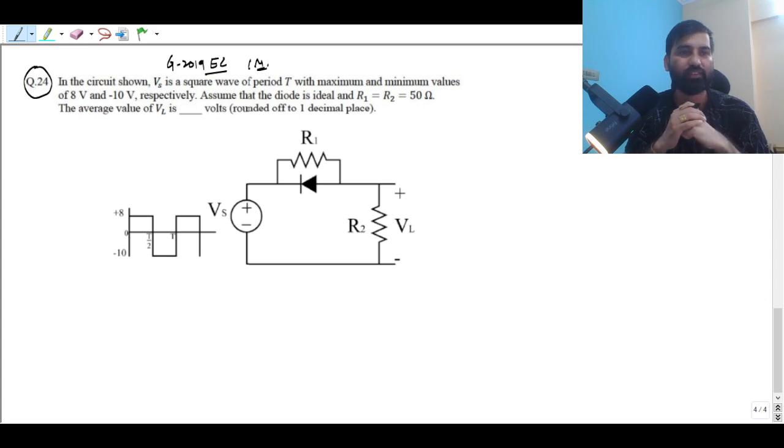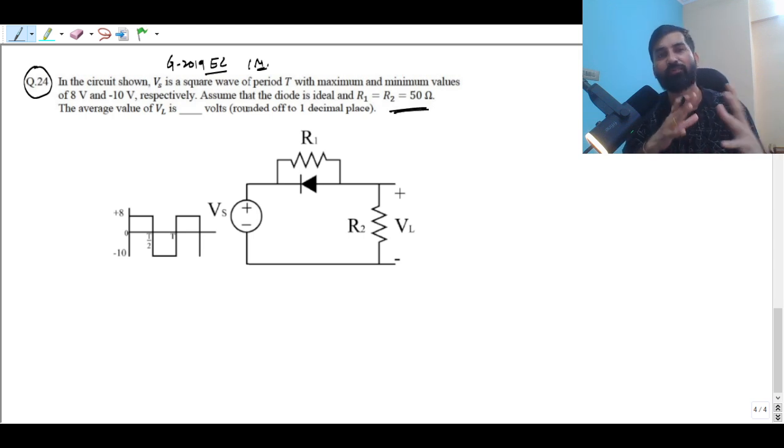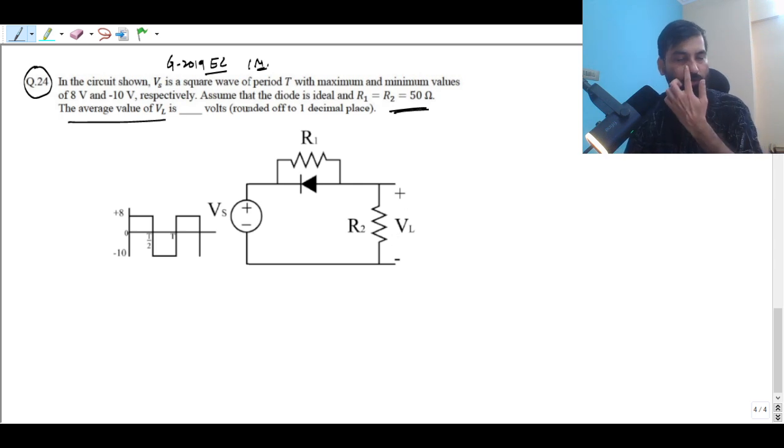In the circuit, Vs is a square wave of the period T with maximum and minimum values of 8 volt and minus 10 volt respectively. Assume that the diode is ideal. If the diode is ideal, as I have discussed in the classroom, you have to replace the diode by a short circuit if it is turned on, and by an open circuit if it is off. Both resistance values R1 and R2 are 50 ohm, the same. You have to find the average value of VL, the voltage across this R2, right? So how to approach this question?